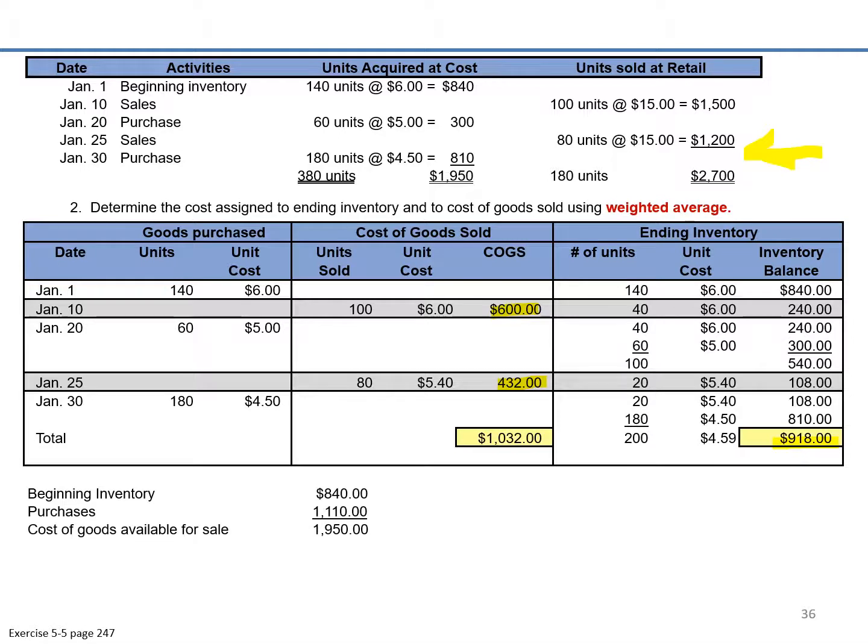So if we do our formula, beginning inventory of $840 plus our purchases of $300 plus $810, which is $1,110. So we have cost of goods available for sale of $1,950, right? Less ending inventory of $918 equals cost of goods sold of $1,032. Really, I think this is just the check, to make sure that you got the right answers up here.